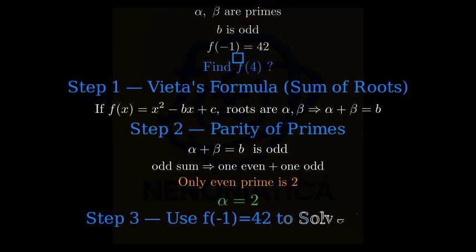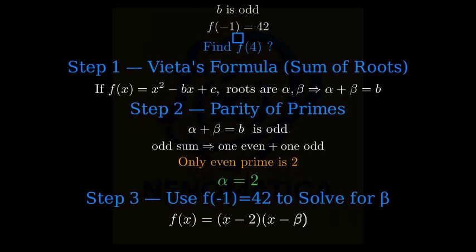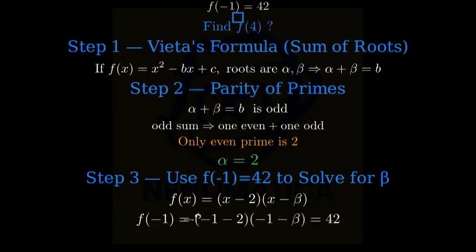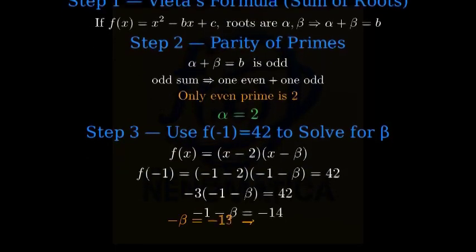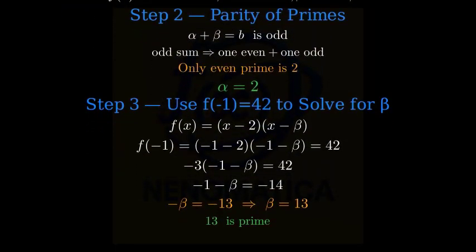Step 3. With alpha equal to 2, we can write the quadratic as f of x equals x minus 2 times x minus beta. Now plug in x equals negative 1. We have f of negative 1 equals negative 1 minus 2 times negative 1 minus beta equals 42. That is negative 3 times negative 1 minus beta equals 42. Divide both sides by negative 3 to get negative 1 minus beta equals negative 14. Add 1 to both sides to get negative beta equals negative 13, and therefore beta equals 13.